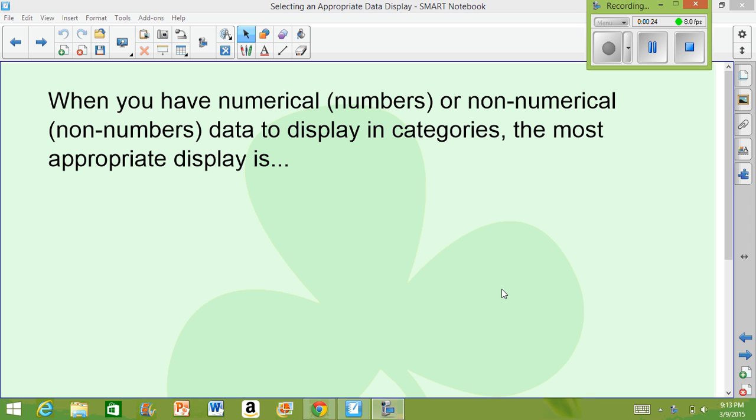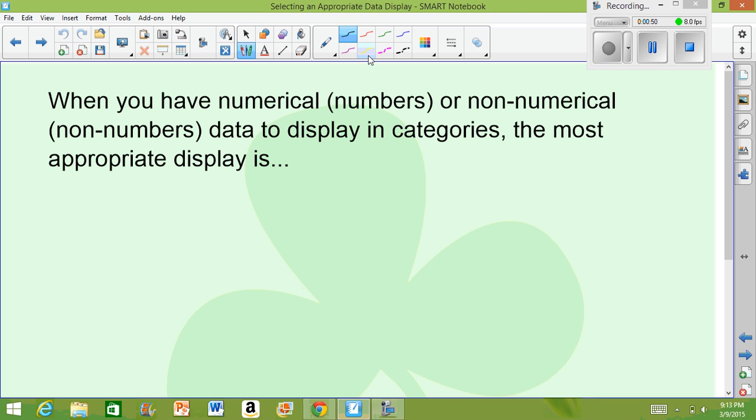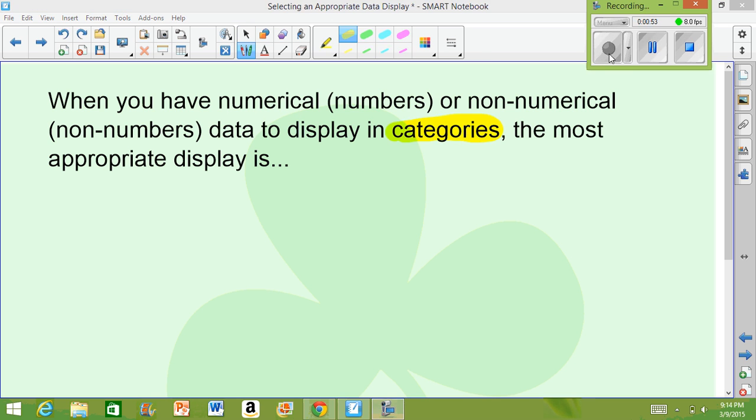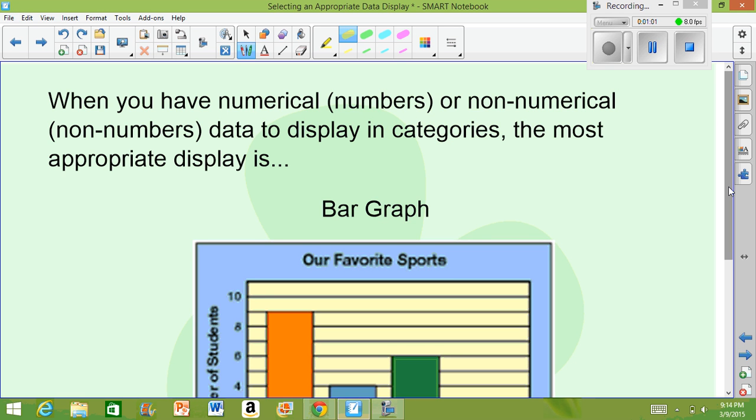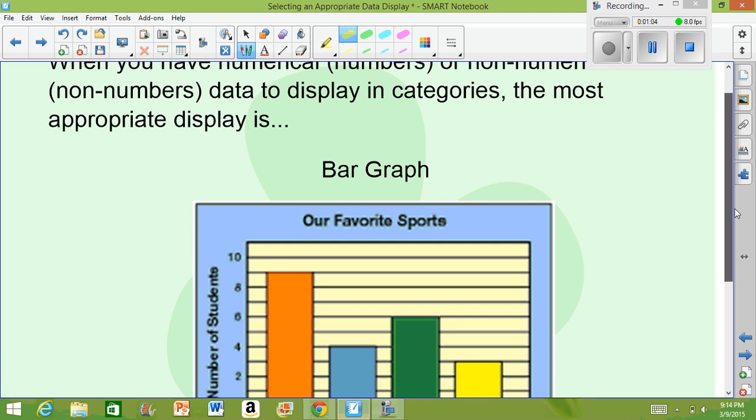The first type of information we are going to look at, for selecting a graph, is when we have numerical data, which is numbers, or non-numerical data, which is anything that's not numbers. When we have numbers or non-numbers types of data to display in categories, the most appropriate display is... So anytime we're displaying information in categories, those are key words. Anytime we're putting things in categories, we are going to be looking for a bar graph. So bar graphs are used to display numerical and non-numerical data.